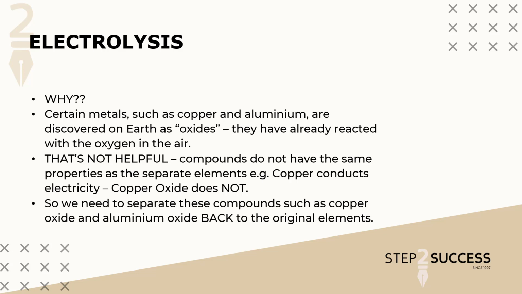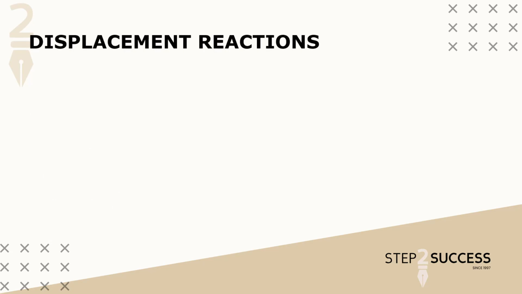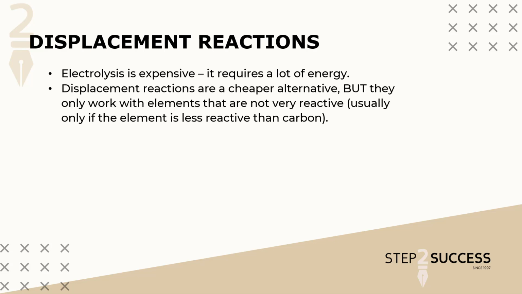Now, before we dive into electrolysis, we have to talk a little bit about displacement reactions, because electrolysis is expensive and it requires a lot of energy. So we don't want to use electrolysis in every situation to separate every single compound. As the name suggests, it requires electricity, and electricity is not free. So let's first go into displacement reactions because they are a cheaper alternative. But unfortunately, they only work with elements that are not very reactive. So usually we can only separate an element from, let's say, oxygen if the element is less reactive than carbon.